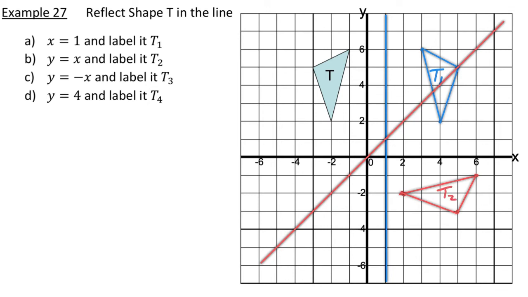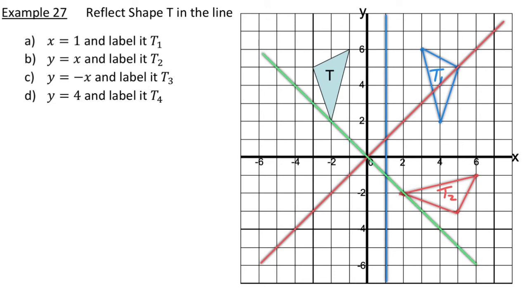The third one is the line y equals minus x. And that's the diagonal line going in the other direction. And that'll pass through minus 6, 6, and all the way down through 0, 0 to 6, minus 6.